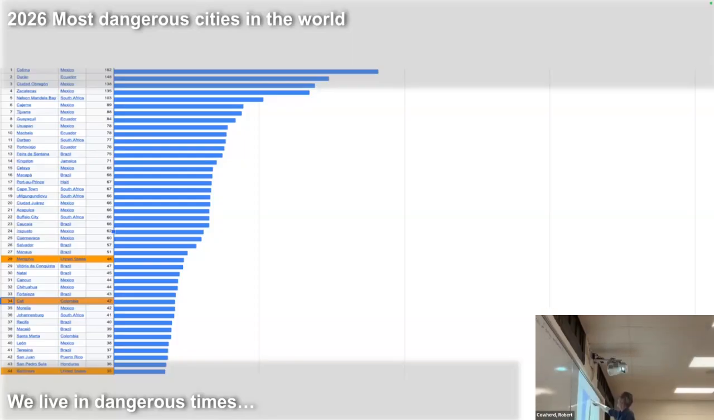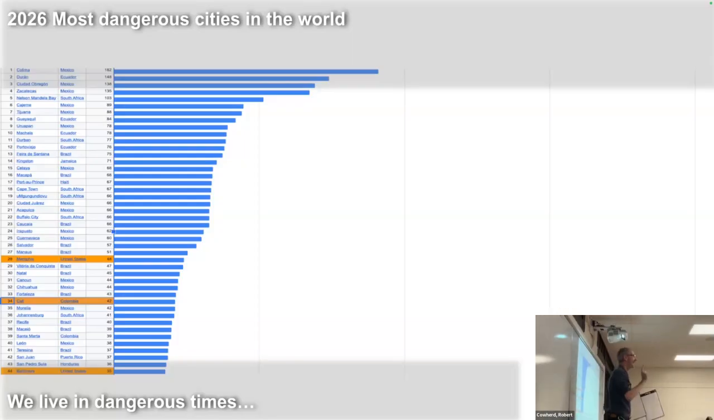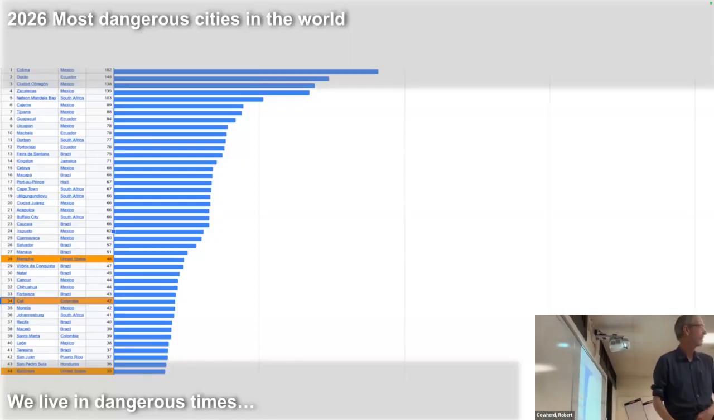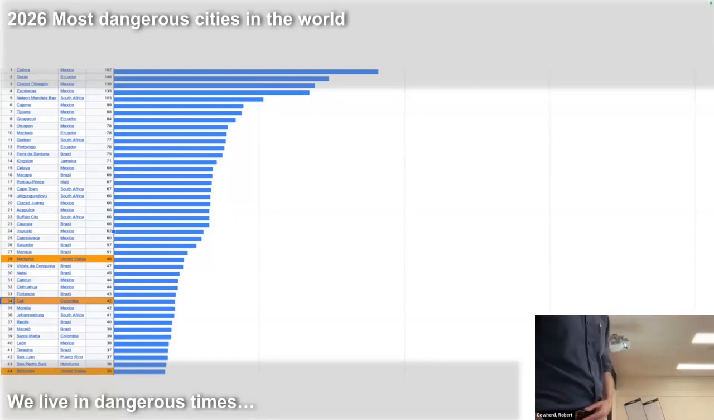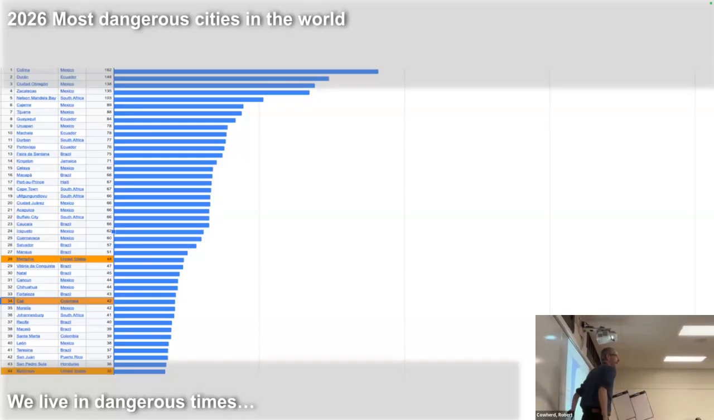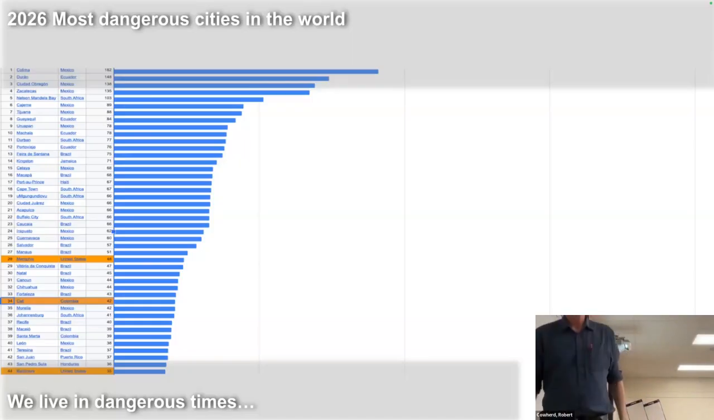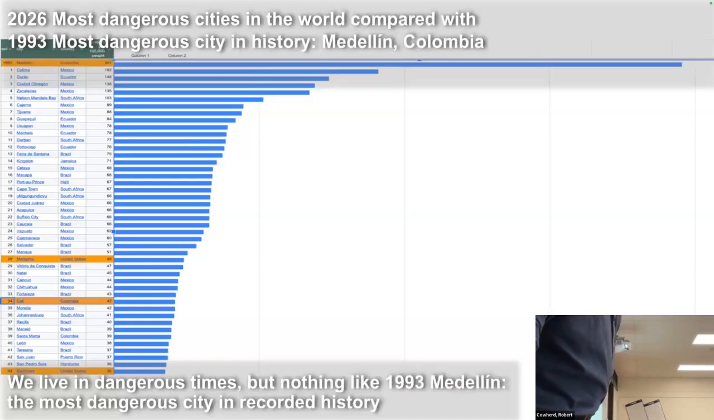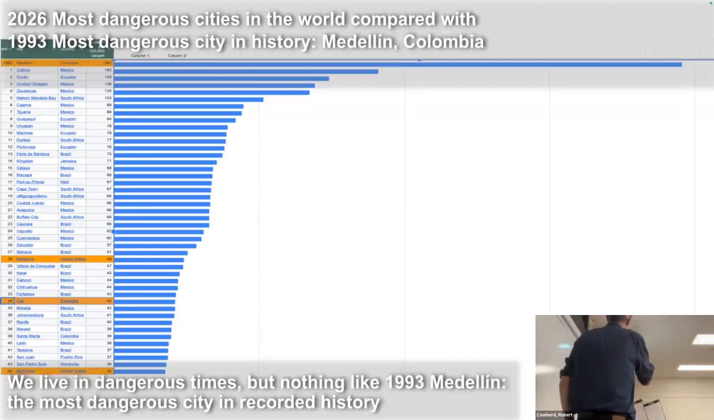The most dangerous city in the world today has 182 murders per 100,000 people this year. Okay, pretty dangerous, right? Nice to see Boston not on the board, but we do have US cities. We have Memphis. Is that Baltimore there? I think it's Baltimore. The US has some of the most dangerous cities in the world. Camden, New Jersey is the worst.